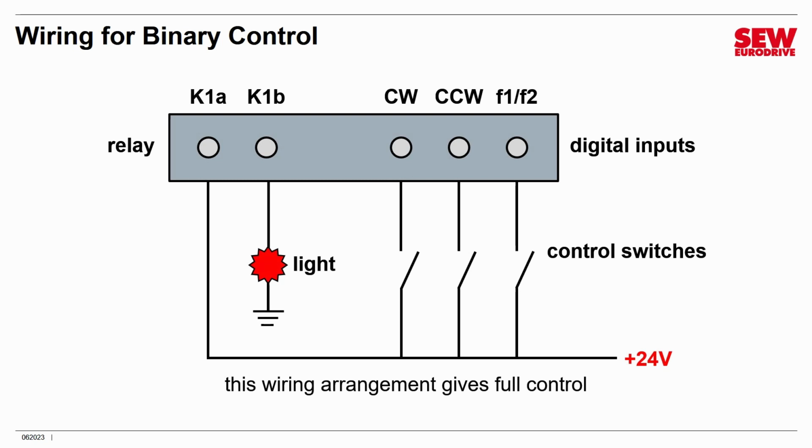You can use just simple switches, and I'm showing you a diagram here for that. You would connect the 24 volt power supply to one side of the switch, and you would connect the other side to the clockwise digital input, the counterclockwise, and the F1, F2 input. These switches will then allow you to control the motor in both clockwise and counterclockwise direction and select between the F1 and F2 set point speeds.